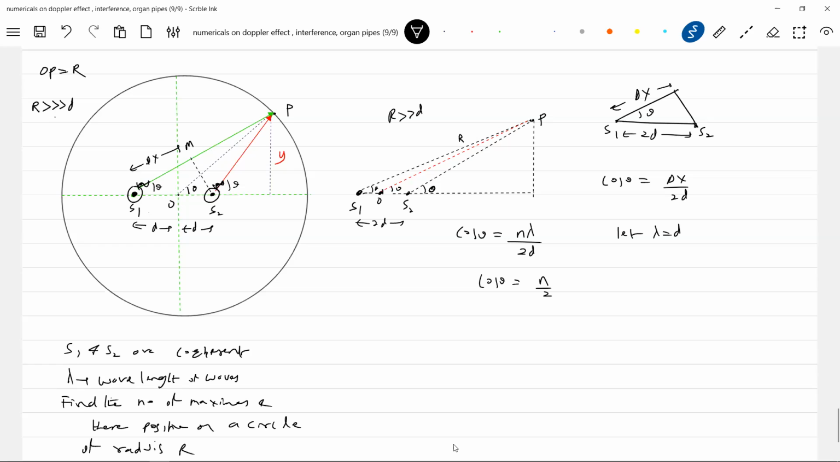n equal to 0, theta will be 90 degrees. So what are the possible values of n we can pick up? n equal to 0, n equal to 1. If you put n equal to 0, what do we get? Cos theta... theta should be 0 degrees. Oh, sorry, n equal to 0, theta should be 90 degrees. n equal to 1, cos theta is 1 by 2, so theta will be 60 degrees. n equal to 2, theta will be 0.